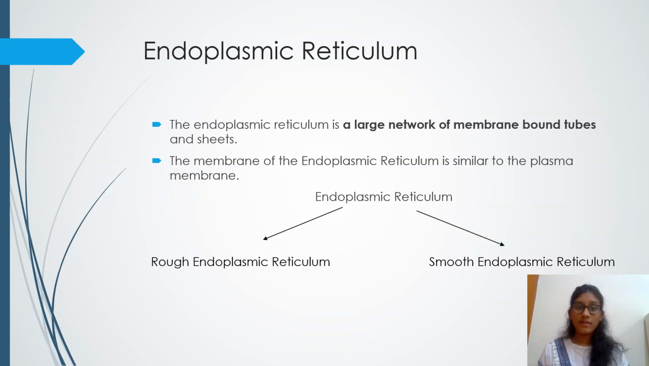The next organelle we will be looking at is the endoplasmic reticulum. The endoplasmic reticulum is a large network of membrane-bound tubes and sheets. The membrane of the endoplasmic reticulum, which is also the outer covering of the endoplasmic reticulum, is very similar to the structure of a plasma membrane. Now, the endoplasmic reticulum is divided into two. We have the rough endoplasmic reticulum, abbreviated as the RER, and we also have the smooth endoplasmic reticulum, which is abbreviated as the SER.